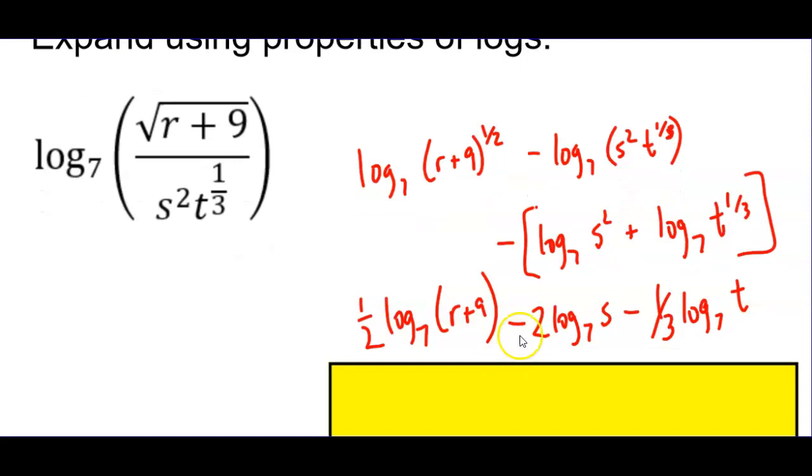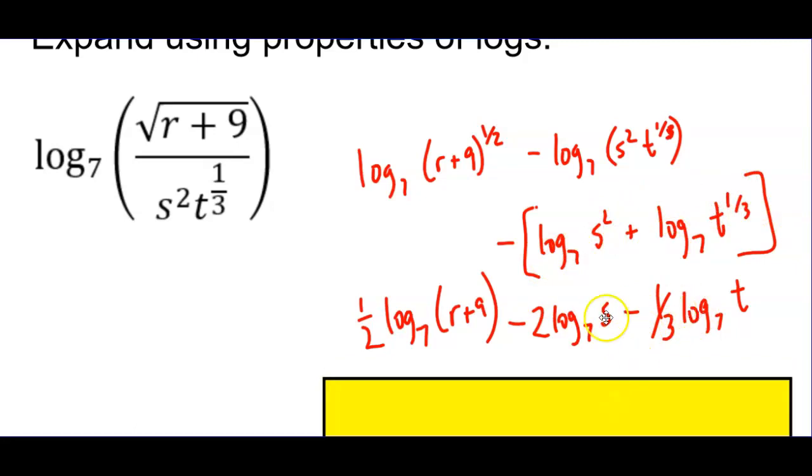So the next step, take that 1/2, bring it in front of the first log. Take the square and bring it in front of the second log. And then the minus can apply to it. Take the 1/3 and bring it in front of the third log, and the minus can apply to that as well. And then we have our fully expanded log.